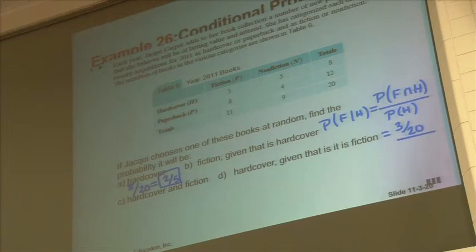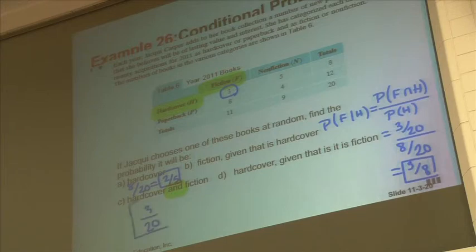And what's the probability of drawing a hardcover, in general, any hardcover? 8 out of 20. Okay, so if you reduce that on your calculator, you should get 3 out of 8. That is the probability that she chooses a book that is fiction, given that it is also a hardcover. Keyword there is given, because notice part C. If I want a book that is both hardcover and fiction, look at your chart. Hardcover, fiction. There are only 3 books that are both hardcovers and fiction. So that's the difference there. So 3 out of 20.